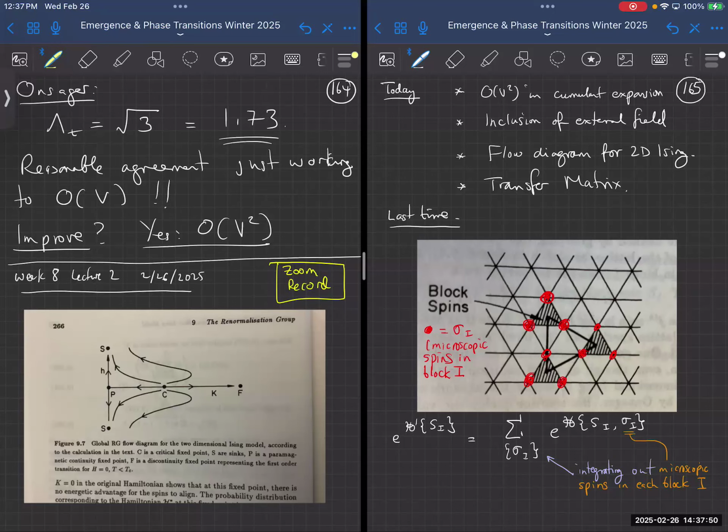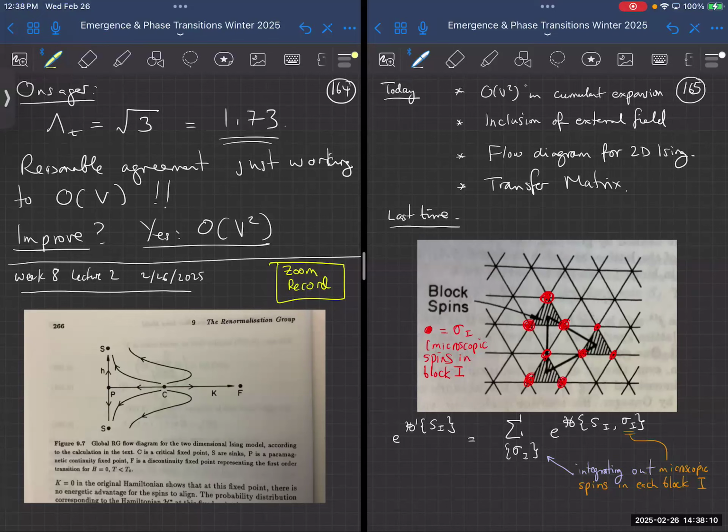I'm going to say a little bit about how to include the external magnetic field. So up to now, we set H equal to 0, but of course we can do this with H being non-zero. It just adds more complication. And so I just want to show you a very quick and dirty trick to get at least the lowest order calculation for the external field.